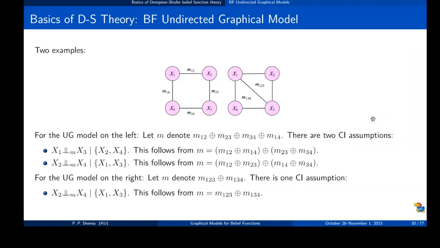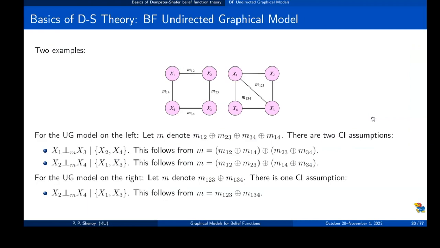So I can give you an example here. I'll use the same two examples. I have X1, X2, X3, X4. I have M12 with domain X1, X2, M23, etc. We have these four belief functions. So the joint for this graph is the Dempster's combination of all these four, assuming they're all distinct. This graph has two independence conditions: X1 is independent of X3 given X2, X4, and X2 is independent of X4 given X1, X3. And they follow from the factorization of the joint, right?